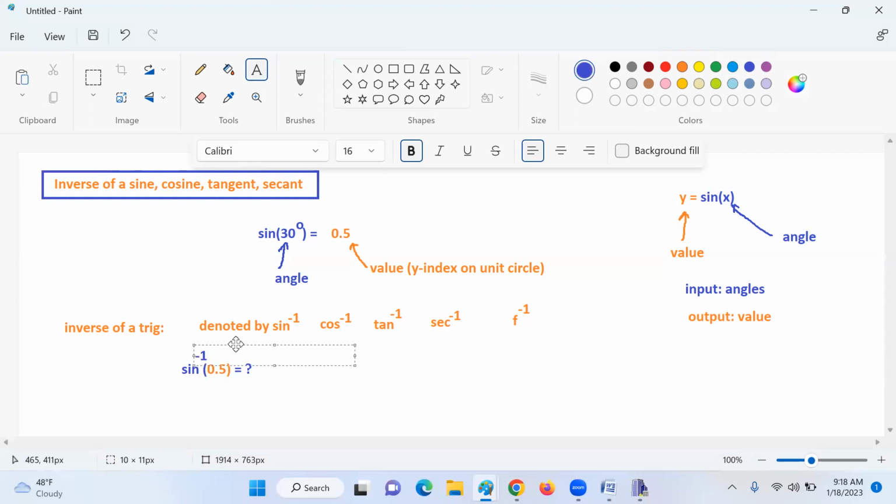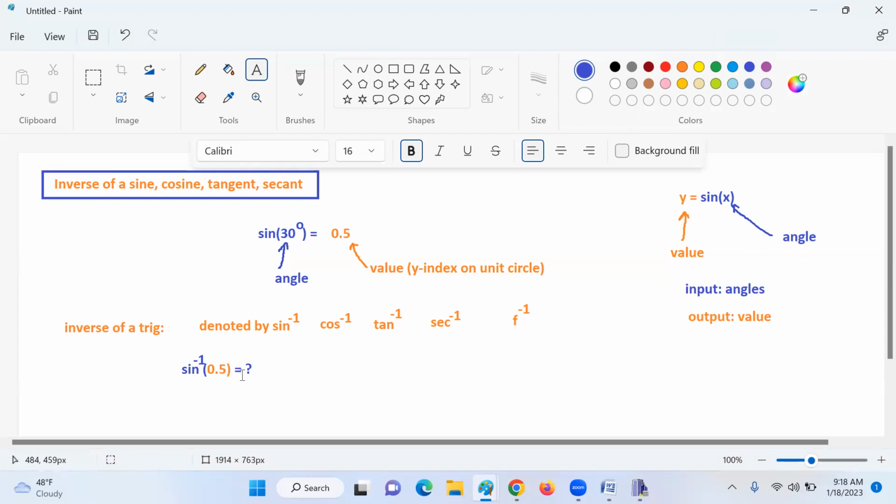So the inverse is playing around with the x and y. So y becomes the x and x becomes the y, correct? So you want to figure out what is the value of the angle such that I'm going to get the value equal to 0.5. So this is what it means. Are we good?